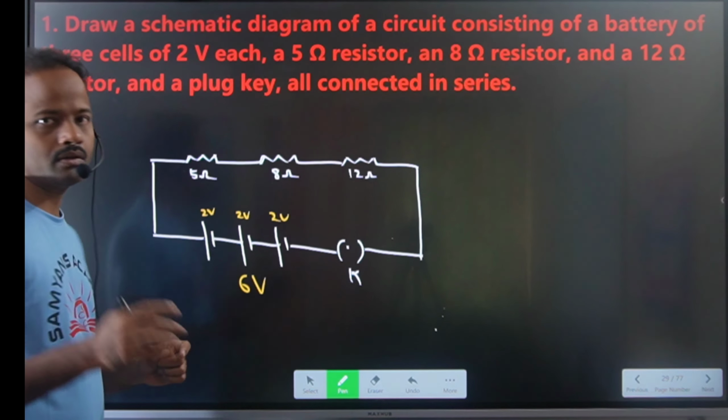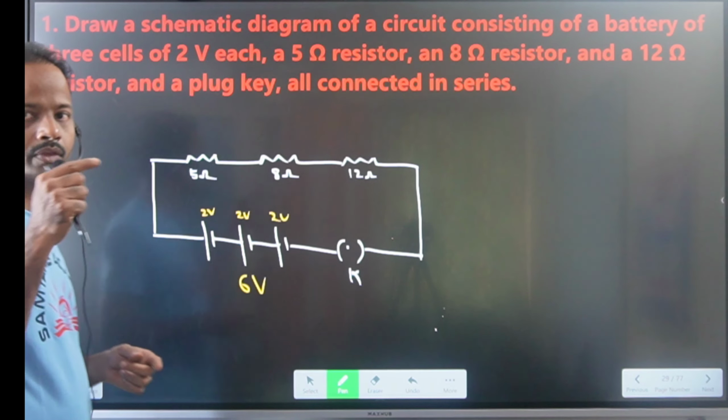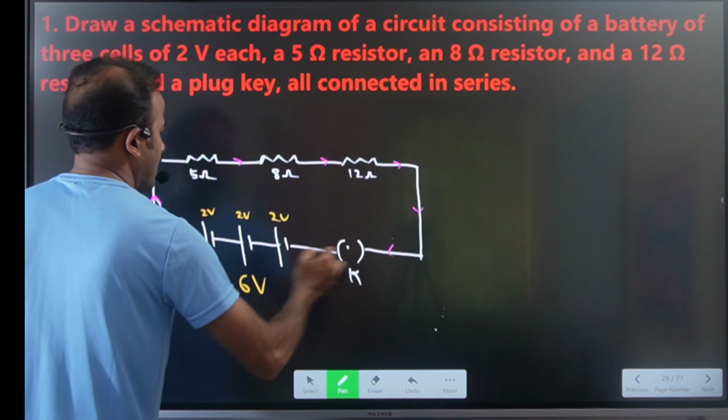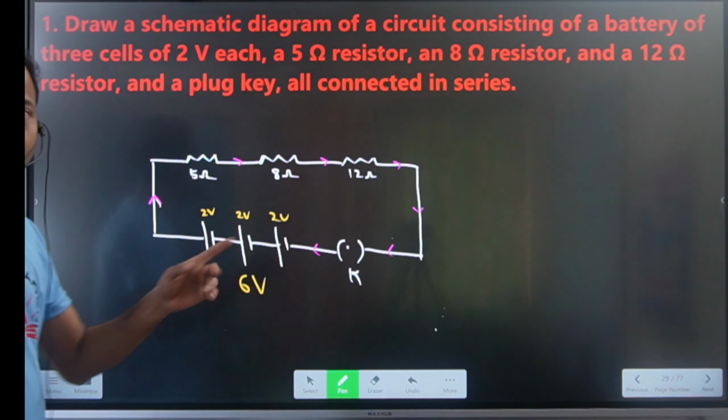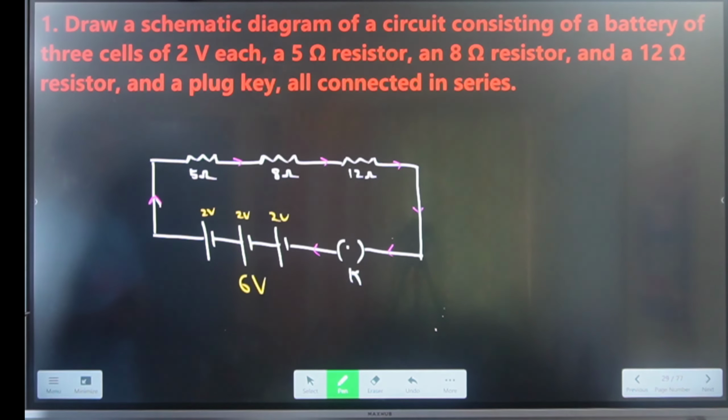Then how do you keep the arrow mark? Current flows from the positive terminal to the negative terminal, so you have to put the arrow mark like this. In this way you have to put the arrow mark. This shows the flow of the current. Like this you have to keep the arrow mark. So current flows from the positive terminal to the negative terminal. Okay, now this is about the schematic diagram, right?